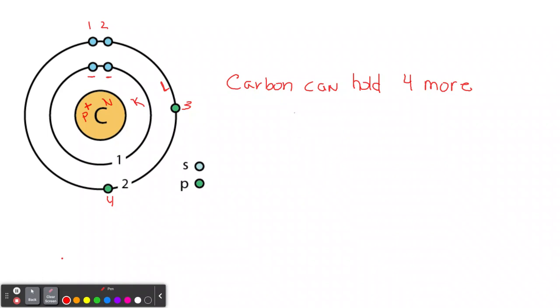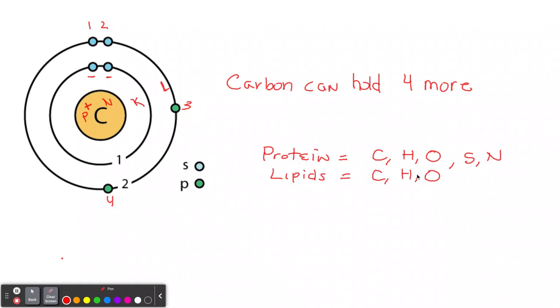If you think about some of the things that make us, protein, for example, we need protein to build muscle, to grow. It's made of carbon, hydrogen, and oxygen. It also has some sulfur and nitrogen. If you think about lipids or fats, they're made of carbon, hydrogen, and oxygen. If you think of carbohydrates, which we need for fuel, guess what they're made of? You got it. Carbon, hydrogen, oxygen.